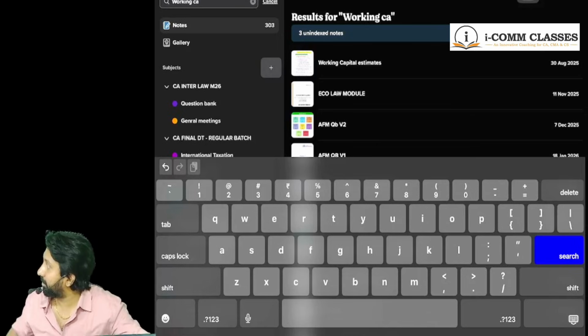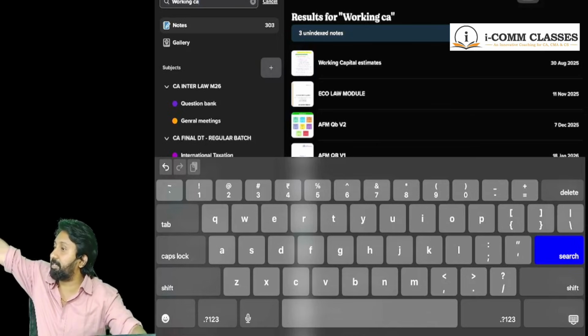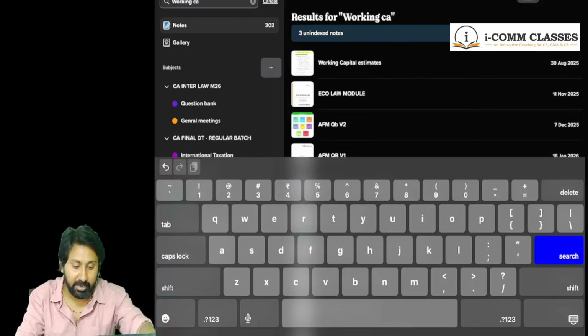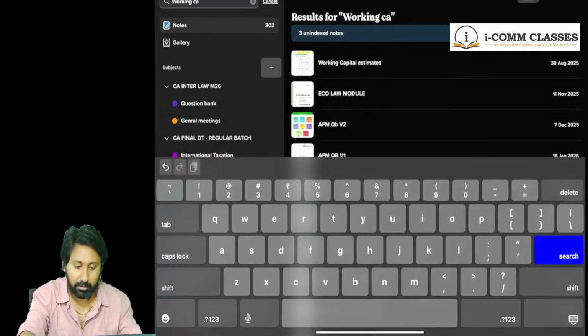It's not opening. You can see there, what is the document name first? Estimates. Working capital estimates. Wait, just a minute. See here once. Gone. One minute.